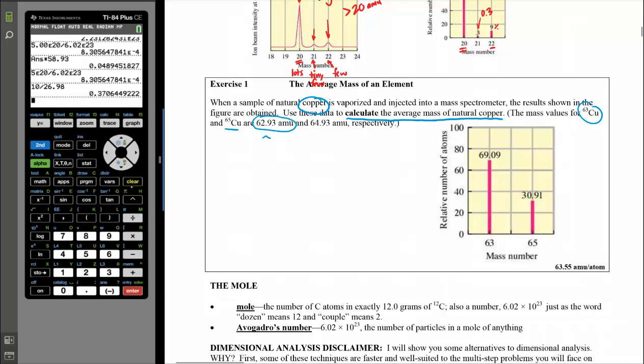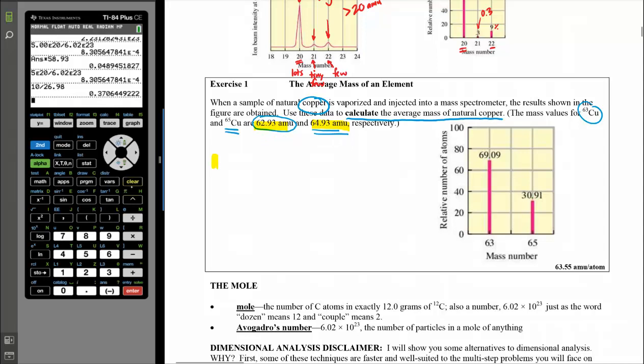which is about 63, but we can use the precise number when we have it. And for copper 65, the mass is 64.93, again about 65. We're not going to use 63 and 65 because we have these really nice precise masses, 62.93 and 64.93. We're going to use those instead. And I'll show you how to set this calculation up real quick.